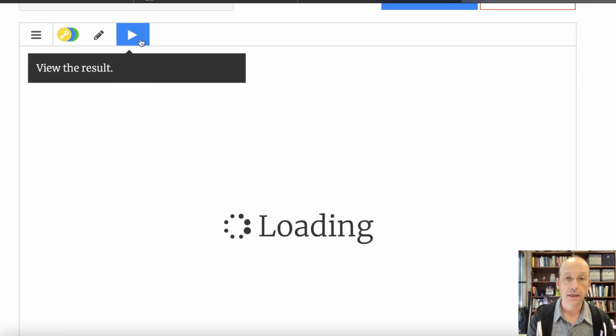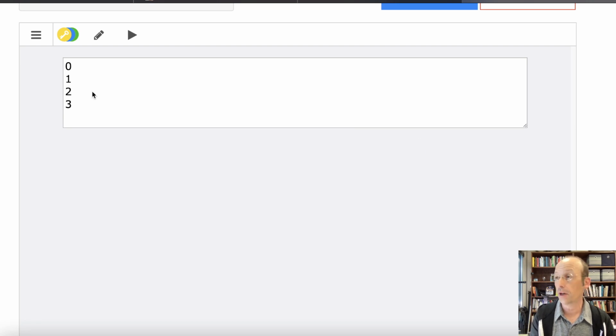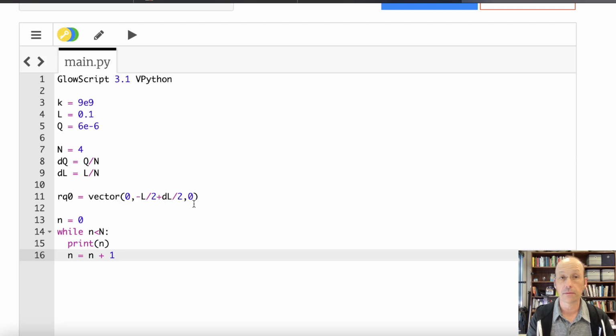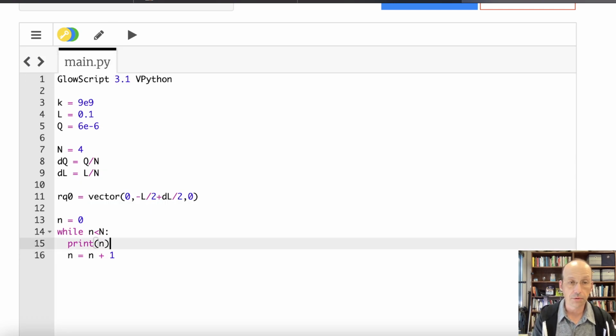So let's run this. I just want to show you how that loop works. It goes 0, 1, 2, 3, and then it gets up to 4, and it stops. But then those are my 4 pieces right there. So that did indeed work. Okay, so I don't need to print that.